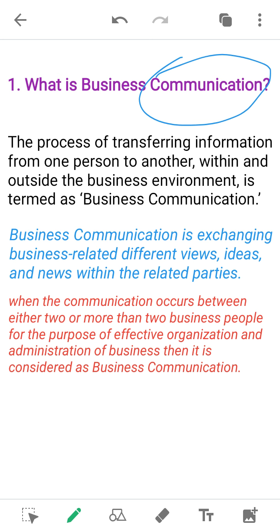A business's success basically depends on effective communication. If any hamper occurs during the communication, then the organization suffers much more. So business communication is very much essential for any organization.